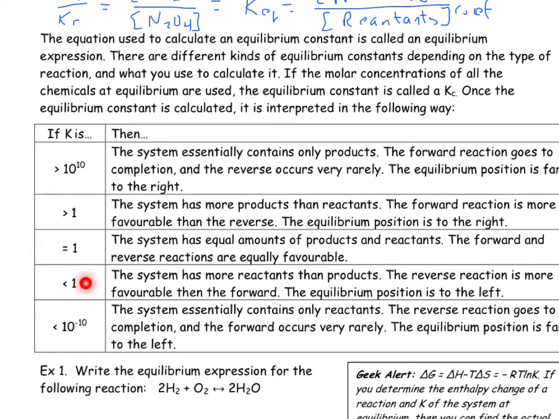If your K value is less than 1, it means the system has more reactants than products, and the reverse reaction is more favorable than the forward. The equilibrium position is described as being to the left. And the cutoff is if your K value is less than 10 to the minus 10. The system essentially contains only reactants and no products. This means that the reverse reaction goes to completion and the forward reaction very rarely occurs. The equilibrium position is described as being far to the left.